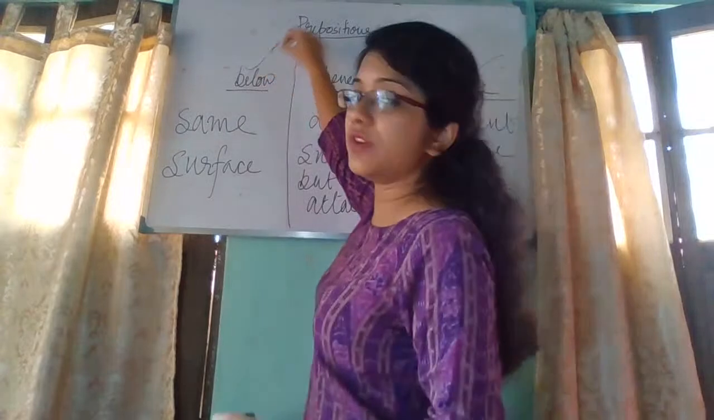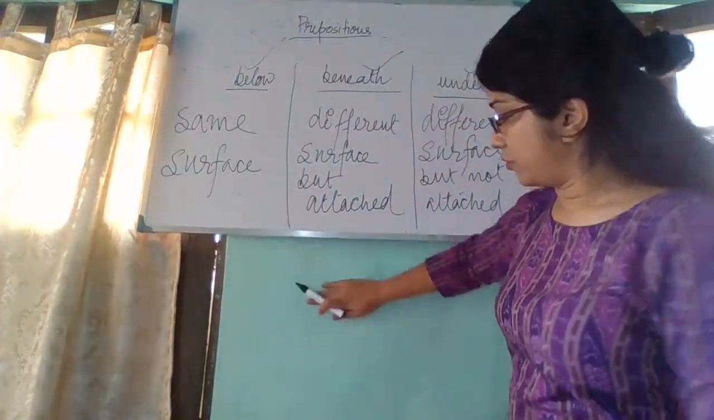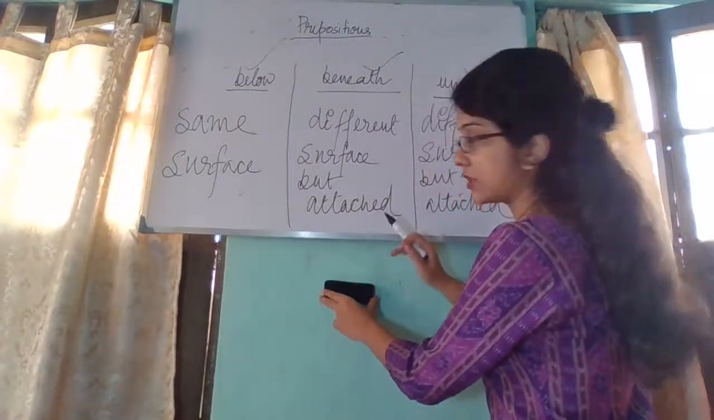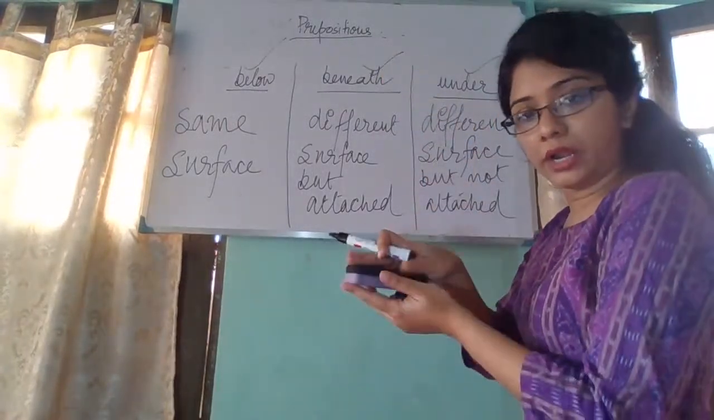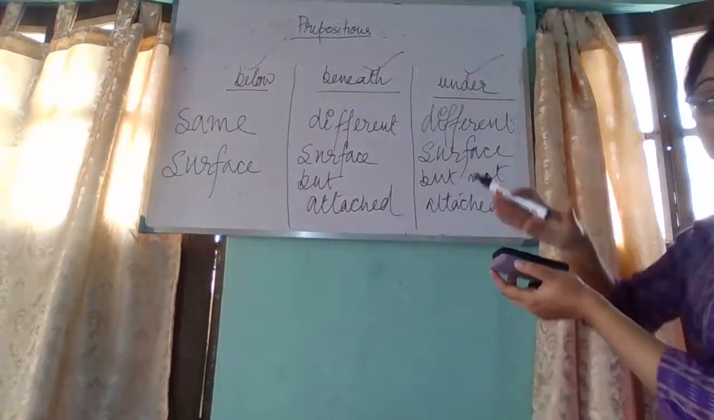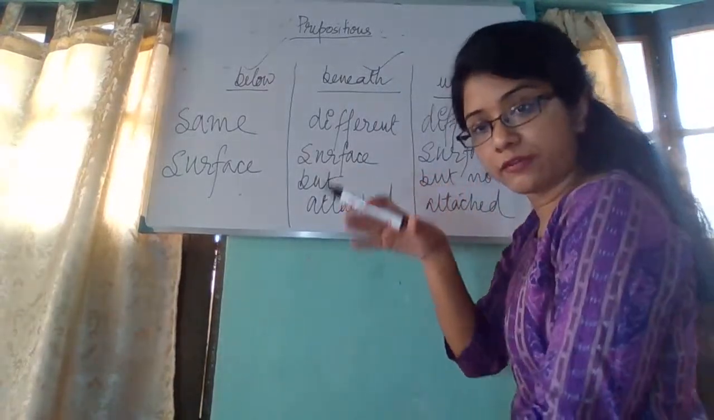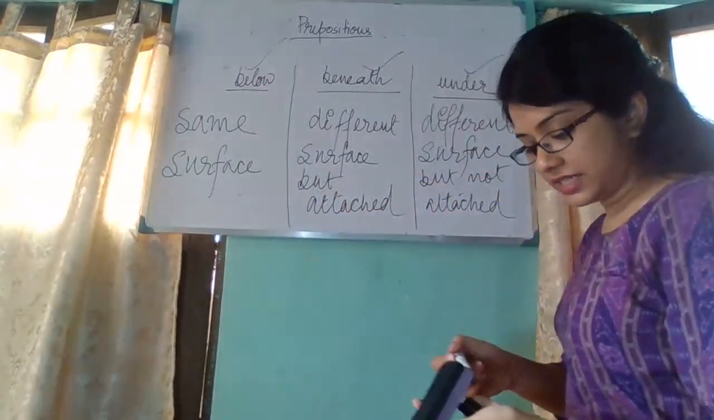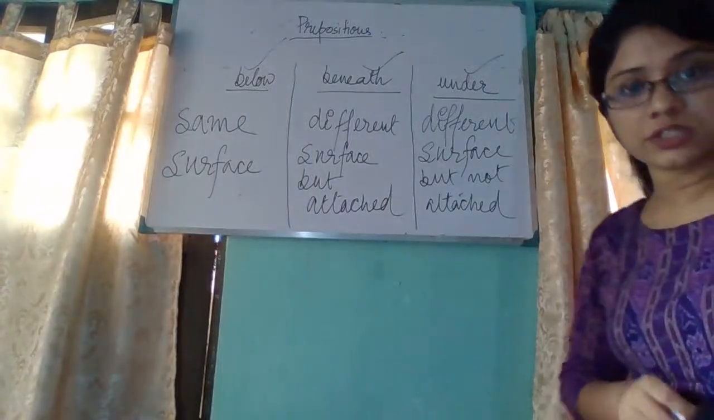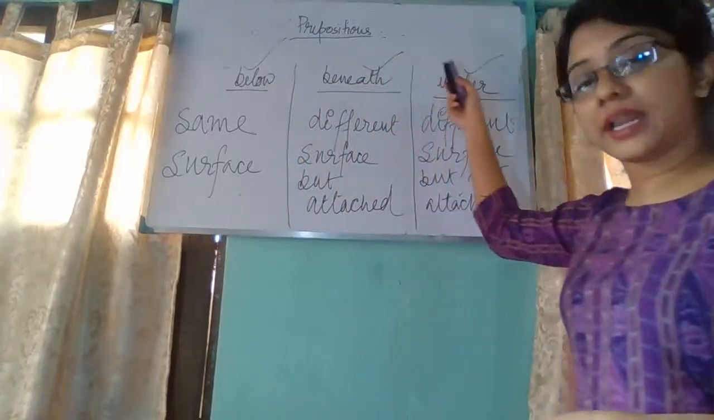Got it? First one was below, which is the same surface, one below the other. Beneath is one under the other but attached, having a different surface. And under is a different surface but not attached. They are placed one after the other. Got it? These are the major differences between the prepositions below, beneath, and under.